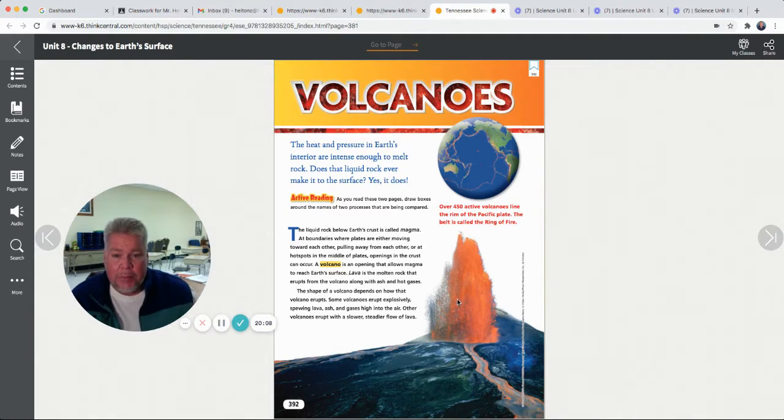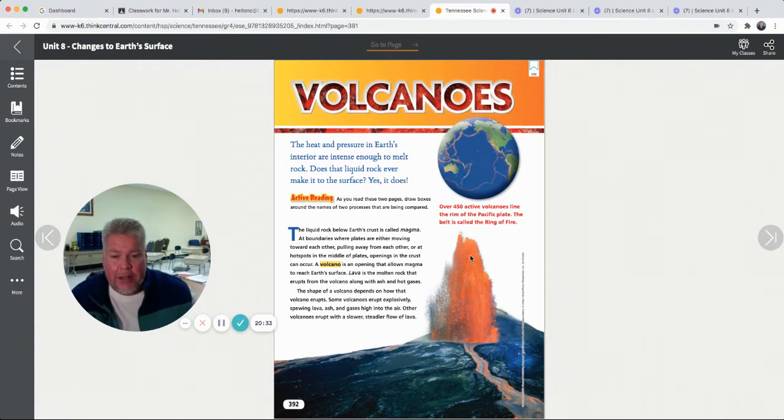At boundaries where plates are either moving toward each other, pulling away from each other, or at hot spots in the middle of plates, openings in the crust can occur. A volcano is an opening that allows magma to reach the Earth's surface. Lava is the molten rock that erupts from the volcano, along with ash and hot gases. So inside the Earth, it's magma. When it comes out, it's lava.